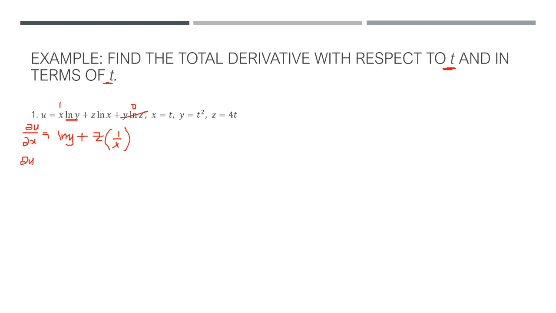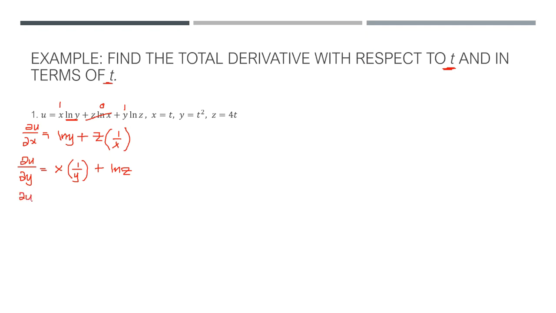we need to find the partial derivative of u with respect to y. So from the equation, we have x, which is constant, times the derivative of ln y, which is 1 over y. And this one will be constant because it has no variable y. And for the third term, y ln z, y is the variable, ln z is the constant. So the derivative of y is 1, and copying the constant, which is ln z.